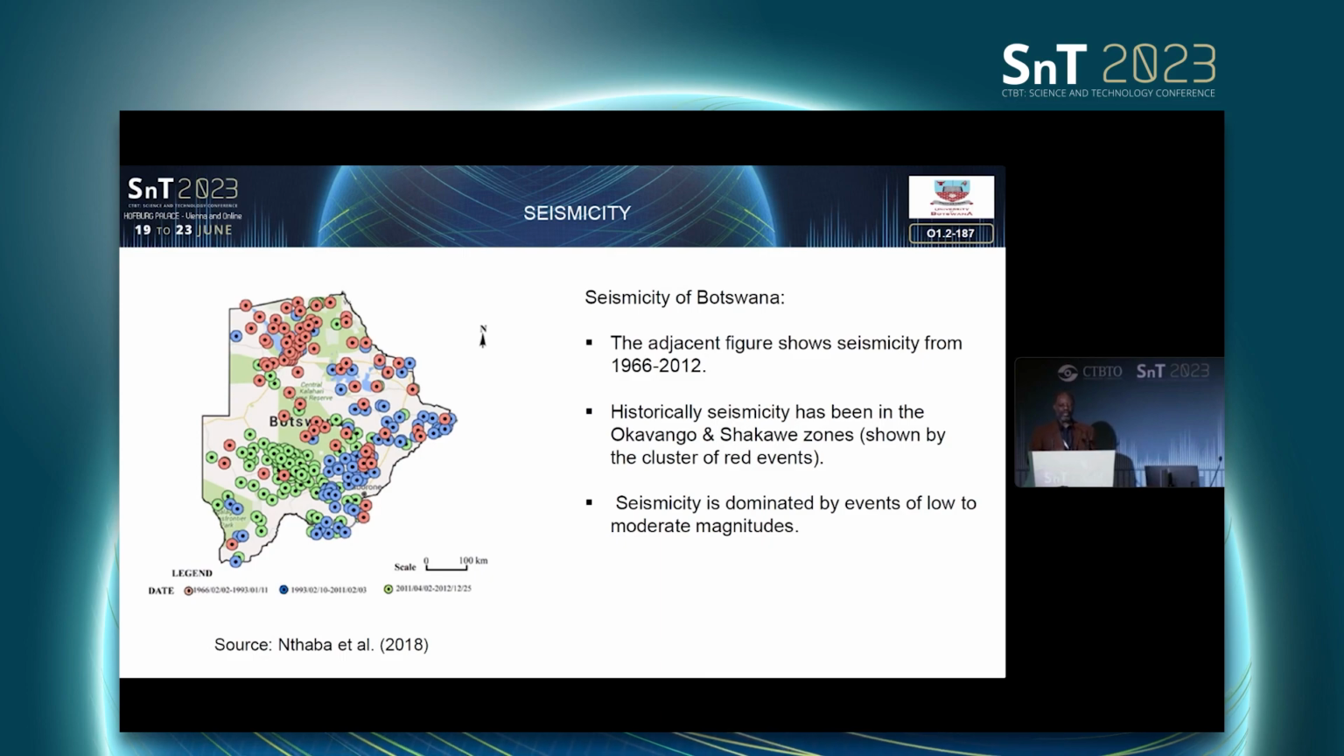So historically, seismicity has been in the Okavango, and of recent, that's when we now start seeing events down in central Botswana and almost everywhere. Again, there are other factors in play, as Botswana is a mining country, and all this plays into this. So seismicity really is dominated by events of low to moderate magnitude.